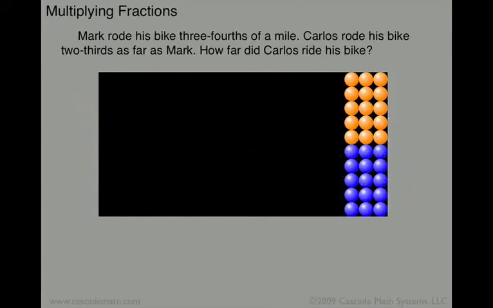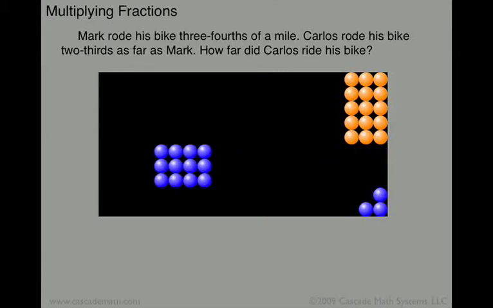Here's how I worked the problem. I started by making a 4x3 rectangle. Since Mark rode 3/4 of a mile, I divided the rectangle into 4 equal parts and used 3 of these parts to represent the distance Mark rode his bike. Since Carlos only rode 2/3 of this distance, I divided how far Mark rode into 3 equal parts. 2 of these parts represent how far Carlos rode.